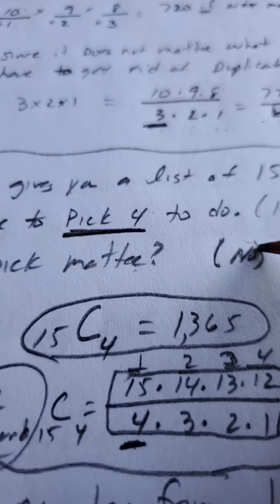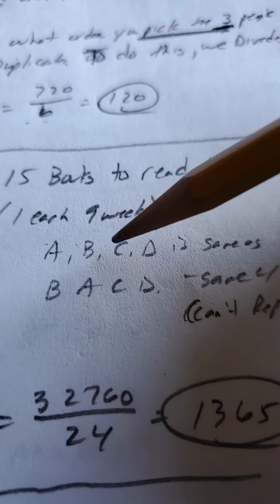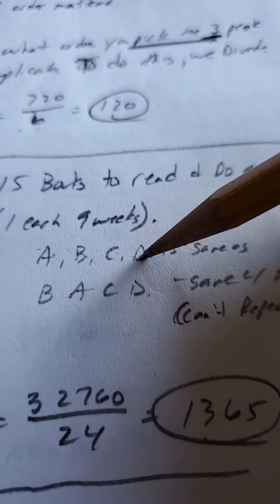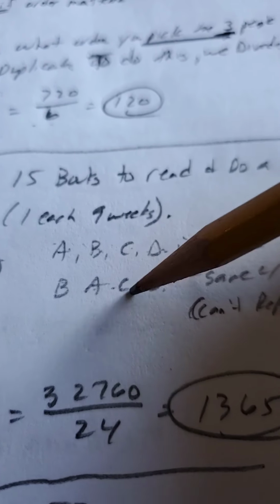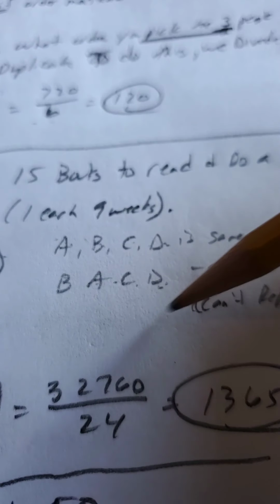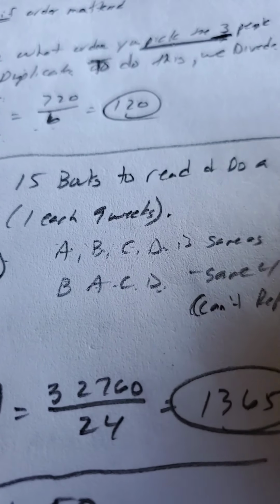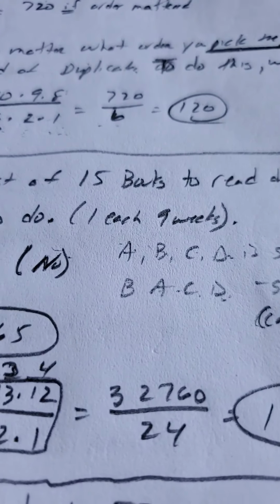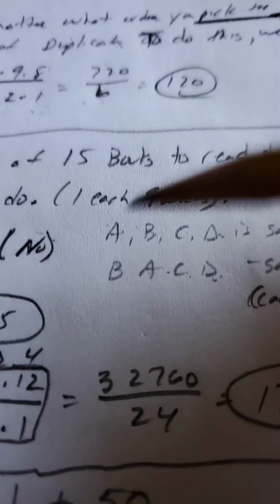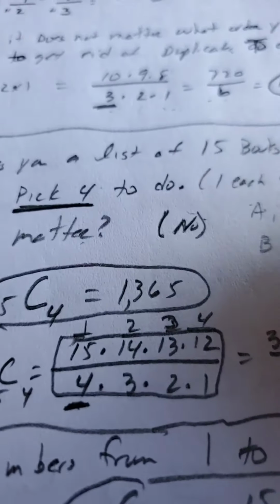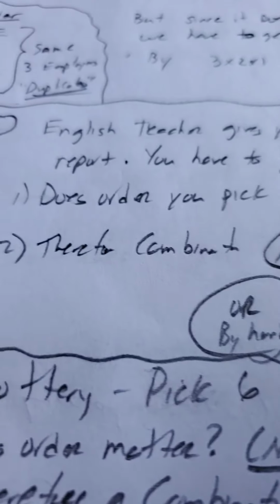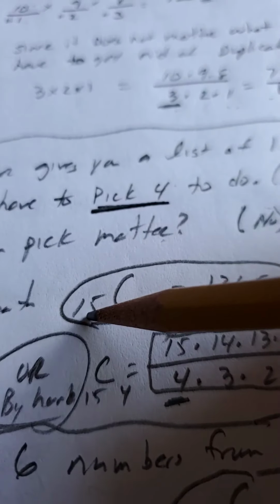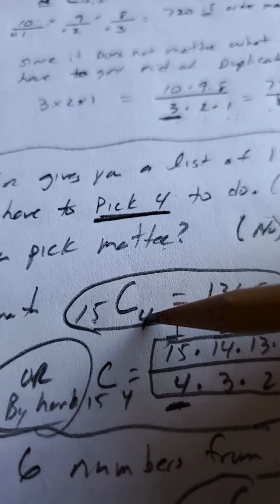If you pick book A, B, C, D, first 9 weeks, second 9 weeks, third 9 weeks, fourth 9 weeks, is that the same as picking B, A, C, D? That is still the same 4 book reports. So you can't repeat those books. That would be doing the same books 2 different ways. So therefore, we want to get rid of the duplicates. Therefore, it's a combination. So we want 15 total options, pick 4.